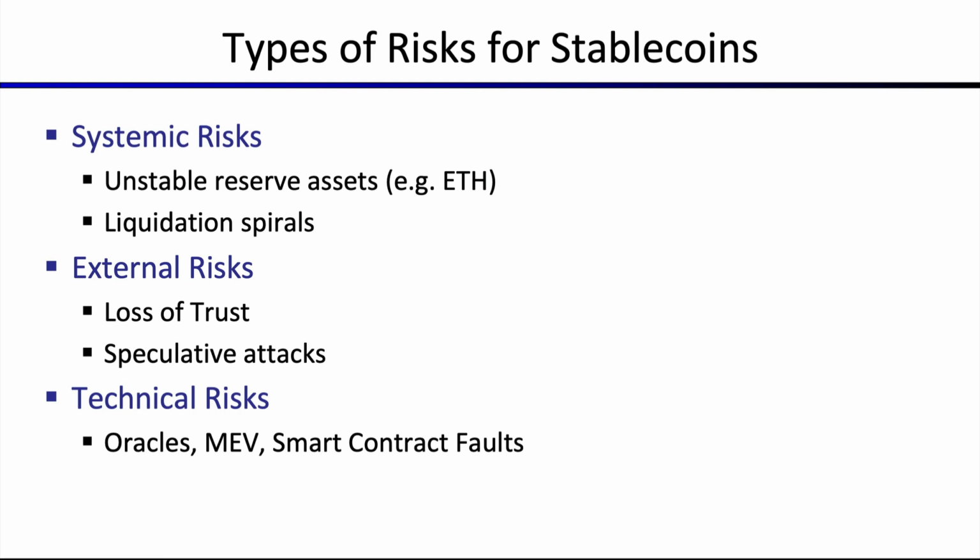And naturally, there are a lot of technical risks. The price oracles must be secure and not manipulable. There is miner extractable value. There are smart contract bugs and security issues that may happen as well. And all of these are really elements of risks for stablecoins.